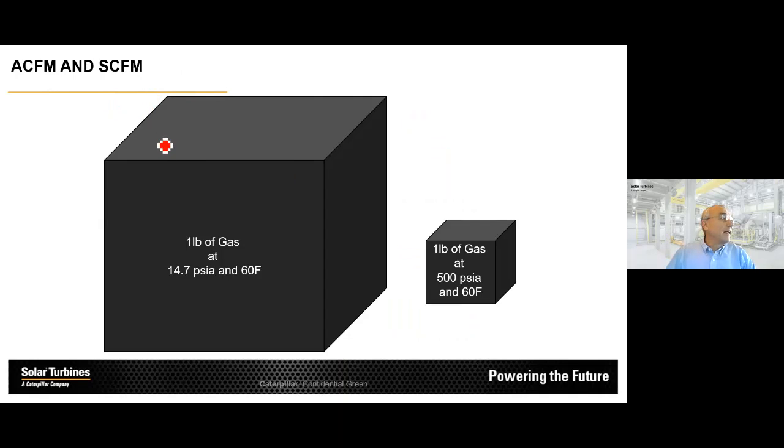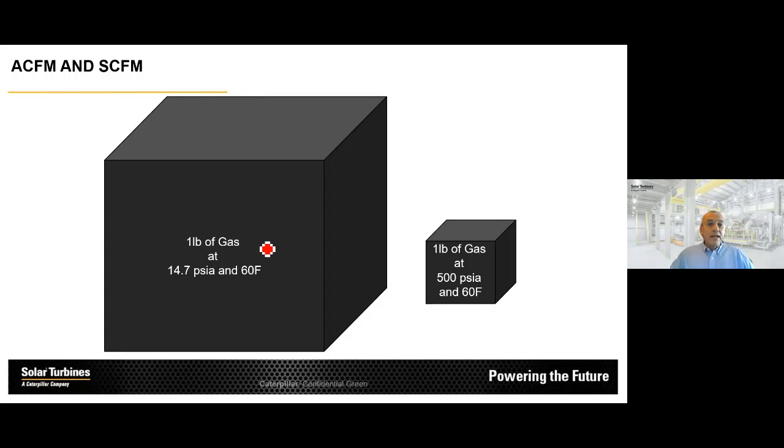Now, the gas being compressible, the gas flow is measured also in different ways. We use actual flow and standard flow. Now, the actual flow is essentially the volume of gas that it has at your operating conditions. Let's say at an inlet pressure into the compressor, in this case at 500 pounds and 60 degrees.